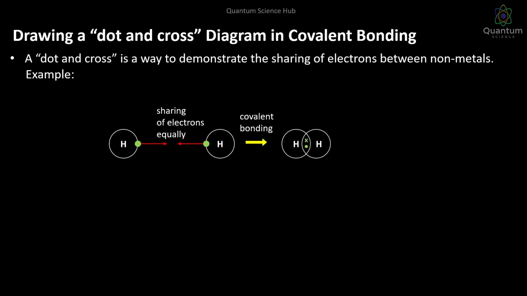Now, at the end, hydrogen will share 1 pair of electrons, and this can be represented as H, and there is 1 line in here. It means hydrogen has a single covalent bond. So a single line here represents a pair of shared electrons.